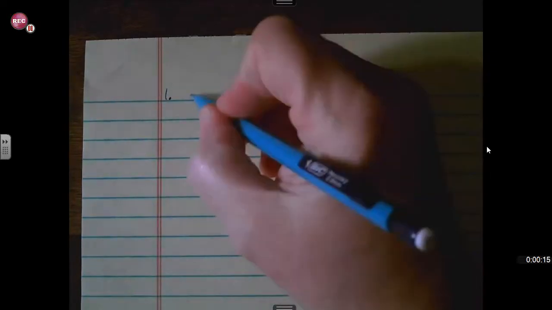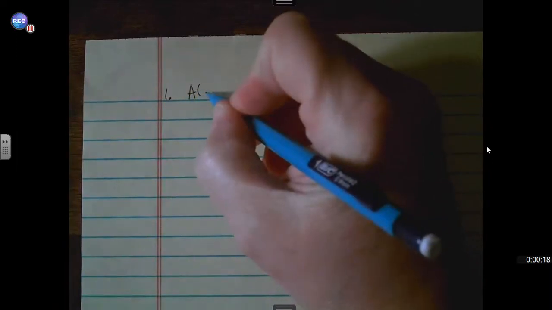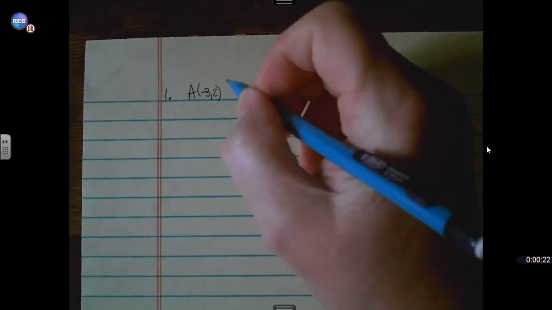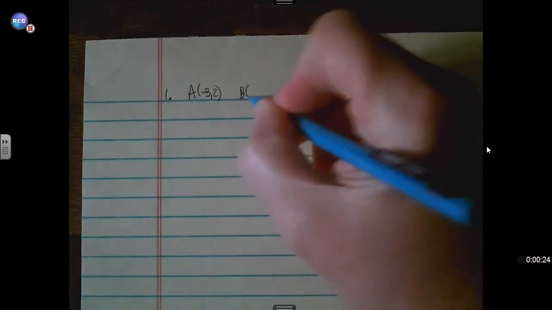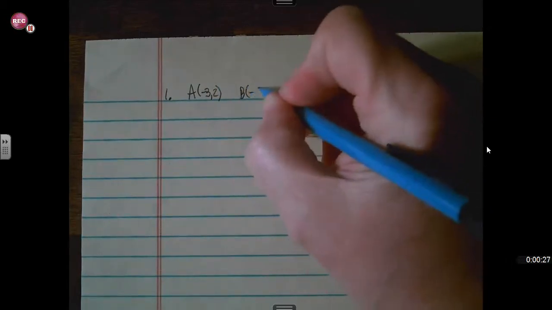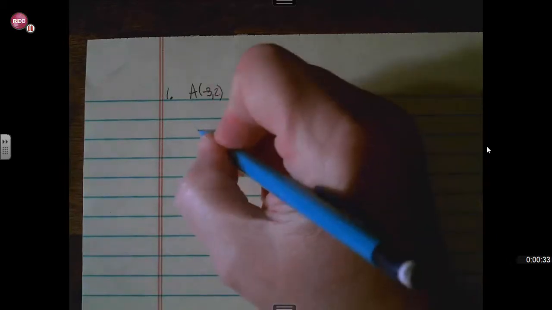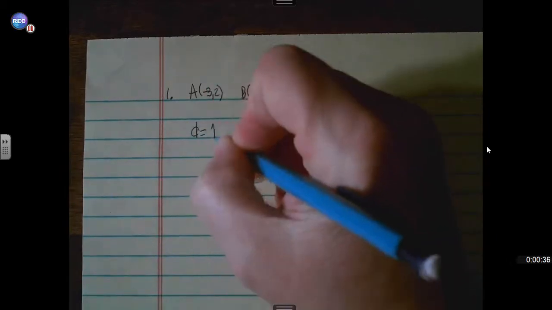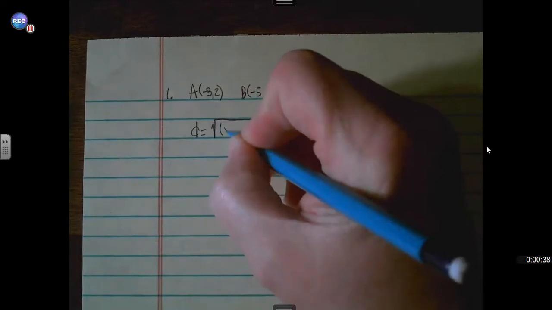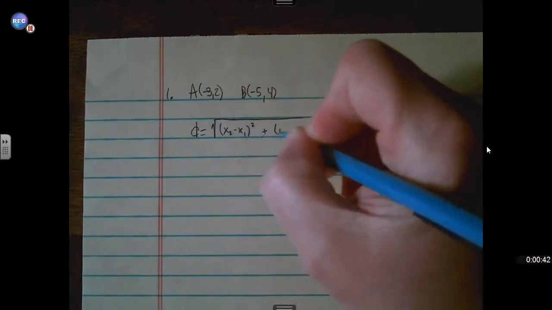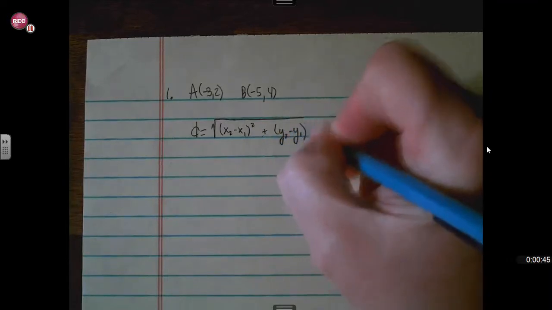Number one, the point A is given by -3, 2, and B by -5, 4. And we are supposed to find the length of the segment. So we're going to be using the distance formula, the square root of x2 minus x1 quantity squared plus y2 minus y1 quantity squared.